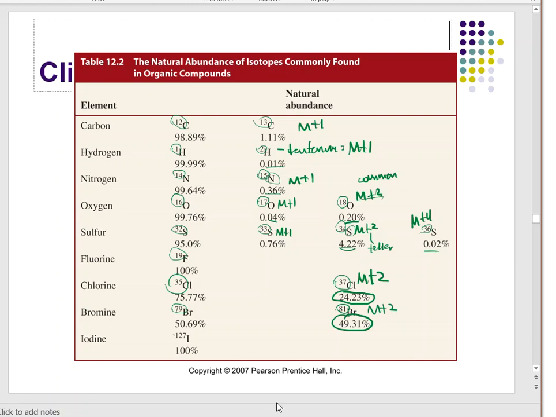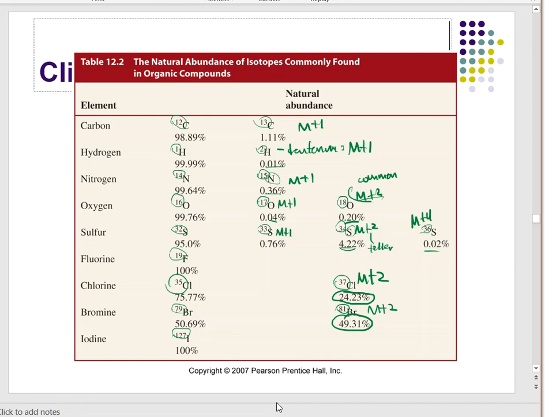And iodine is like fluorine. Weight Watchers doesn't really change its weight that much. Close to 100% of I-127. No M plus 1, M plus 2, M plus 3s, M plus 4s, no nothing.